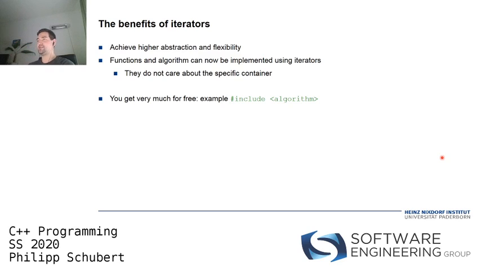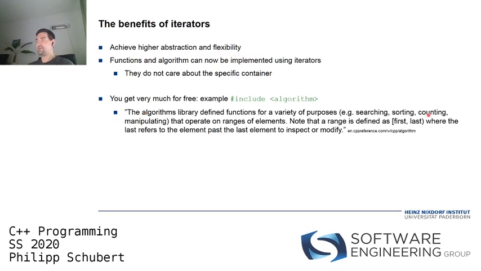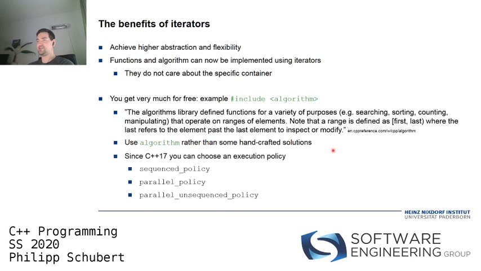Because, for instance, as part of the STL, there's a header file algorithm. And it says, you can find it on the cppreference.com website, the algorithms library, which is basically this header file here, defines functions for a variety of purposes, e.g. for searching, sorting, counting, manipulating, that operate on a range or on ranges of elements. Note that a range is defined as first, including, and last, excluding, where the last refers to the element past the last element to inspect or modify. So use algorithm rather than some handcrafted solutions.